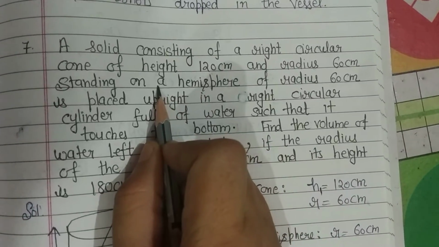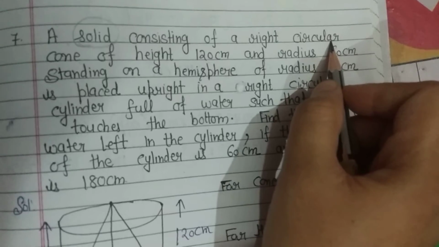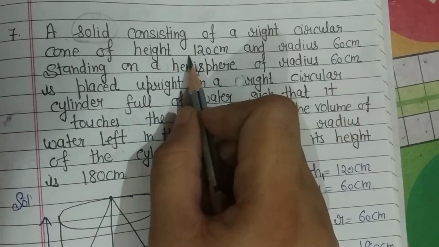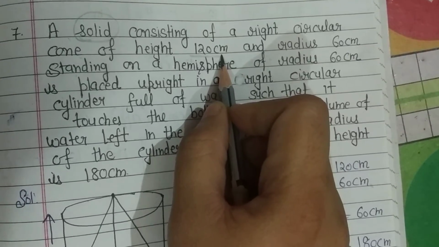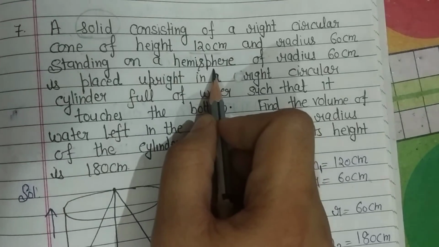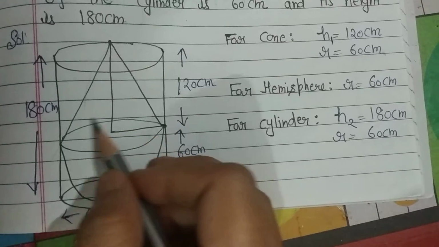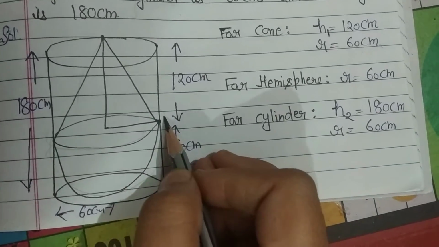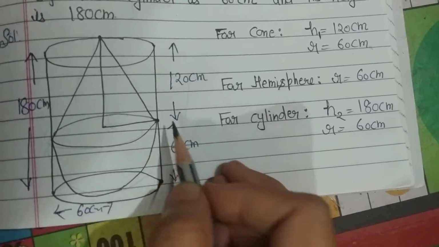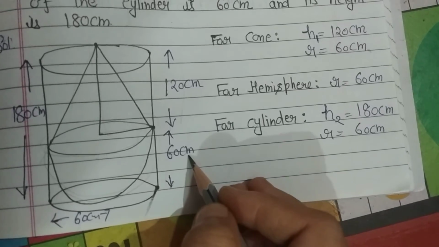Now according to this statement, there is one solid consisting of a right circular cone, which has a height of 120 cm and a radius of 60 cm, and that is standing on a hemisphere. See here, this is a cone that is standing on a hemisphere. The height of the cone is 120 cm, the radius is 60 cm. Similarly, for the hemispherical portion, the radius is 60 cm.